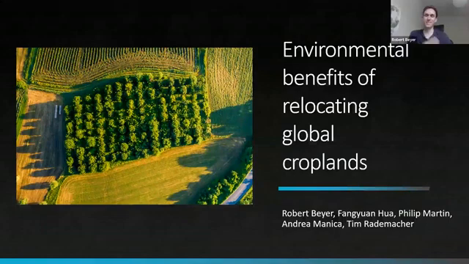Maybe I should say first that I'm giving this presentation here because this is very much a Cambridge project. I mentioned earlier, I was a postdoc in zoology for 5 years, and so were Fangan and Phil. They were both postdocs in zoology as well. Andrea Manica is a professor in evolutionary ecology based in zoology too, and Tim Rademacher is a former PhD student in geography. This is a paper that we worked on for many years, and that was recently published in a nice journal, which we're very happy about. It's going to be about how relocating global croplands could help to decrease the environmental impact of agriculture.